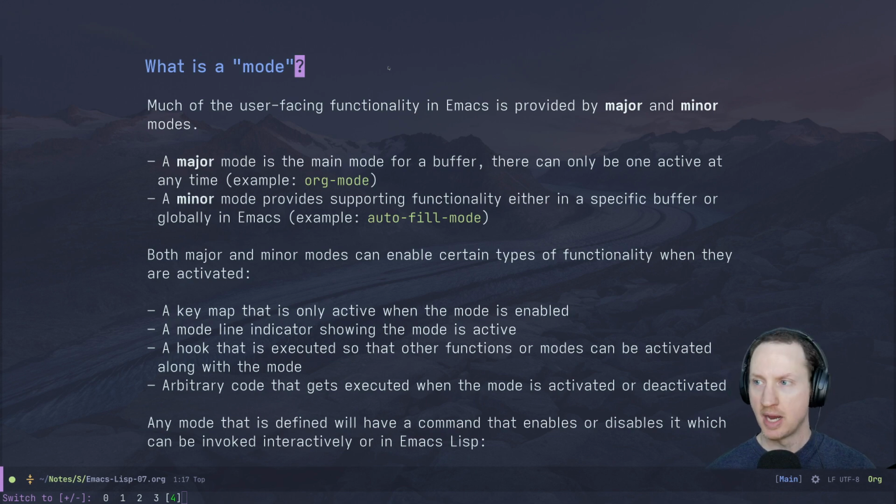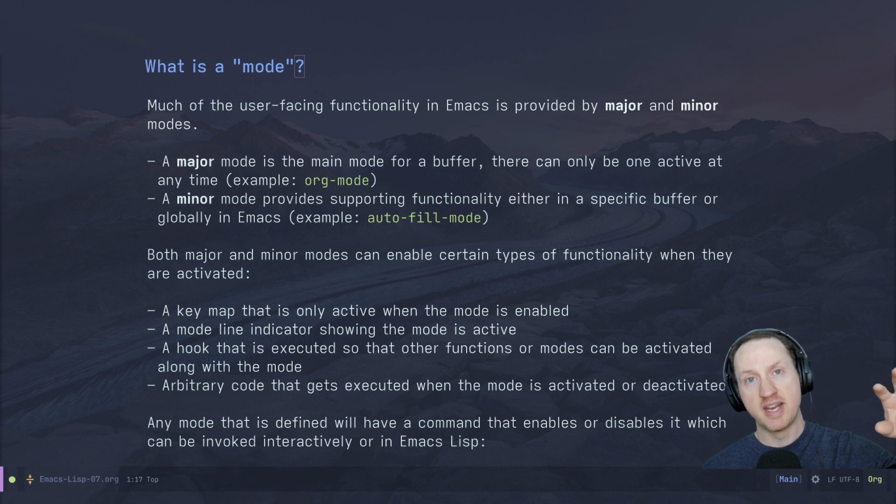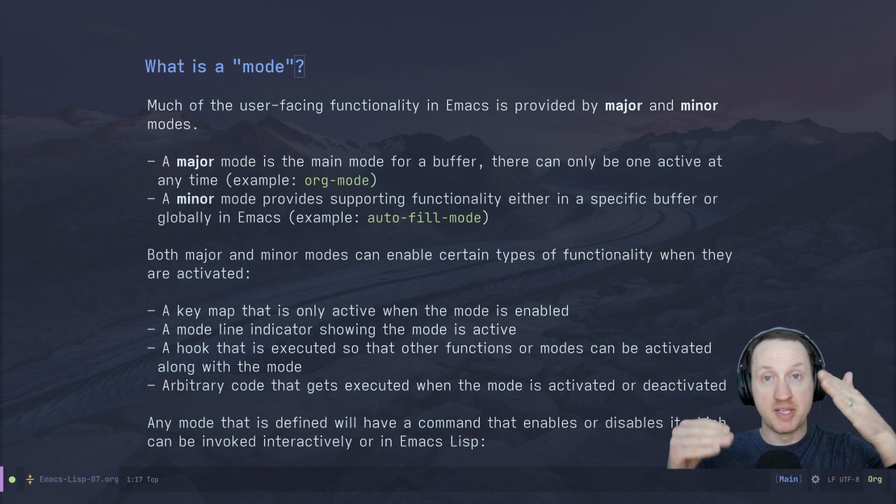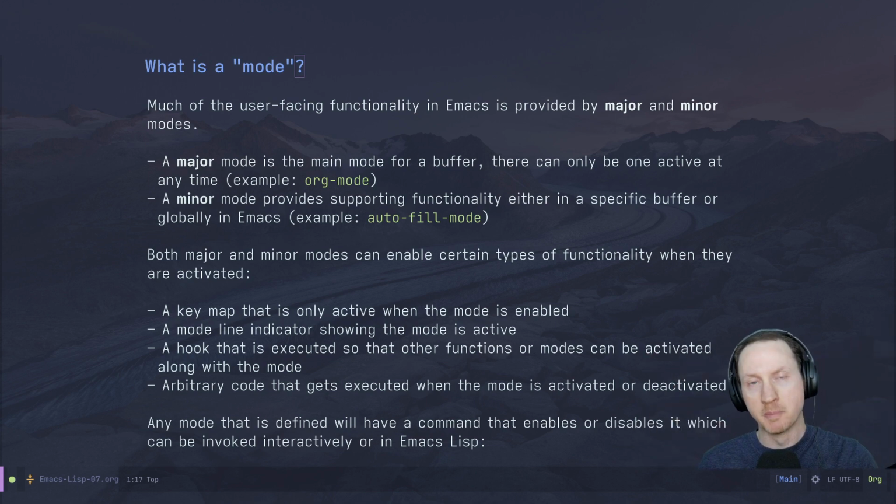To contrast that with a minor mode, which provides supporting functionality either in a specific buffer or globally in Emacs. So this is basically additional functionality you can turn on that provides you with some extra benefit, and you can have multiple of these minor modes running at the same time, either globally in Emacs or in a specific buffer. So this could be something like autofill mode, where you have a text editing buffer and you want the text to be filled or wrapped basically after a certain column number, like 79 or something. And you can turn this mode on for a particular buffer, and then this behavior automatically gets used in that buffer, but not in other buffers that don't have autofill mode turned on. So you can have this globally or locally in a particular buffer.